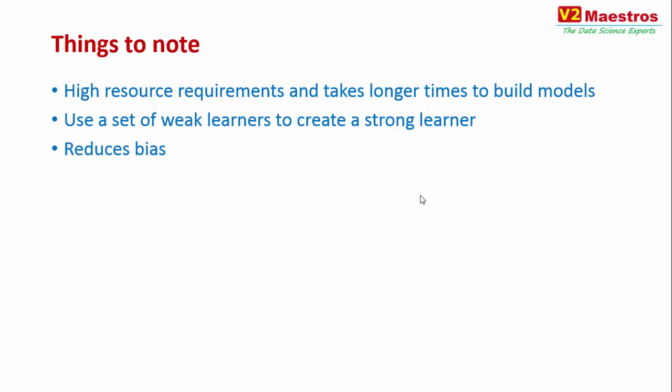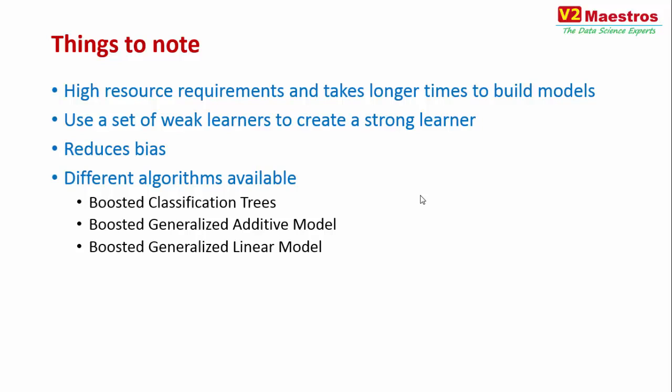It reduces bias because whenever there is misclassification, it gives more weightage. So the bias the algorithm originally had on the other rows is reduced. So it manages bias very well. And again, there are different implementations of these algorithms available, like boosted classification trees, boosted GAM, boosted linear model. A number of variants of these algorithms are available. Again, which one is the best, you have to try and see, and you basically learn from experience how to use these algorithms.